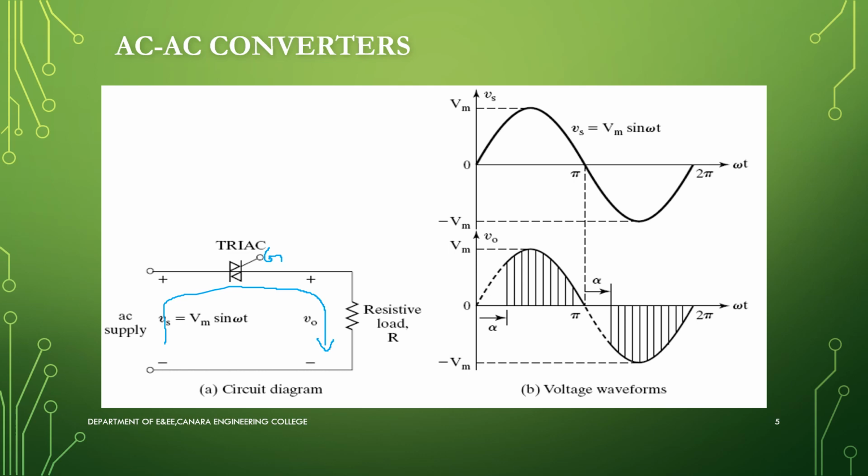So the current flows in this direction during the positive half cycle, with the polarity plus and minus as you have it in this figure. So this gate is triggered at an instance alpha. So what happens during the negative half? During the negative half cycle, the current flows in the opposite direction.